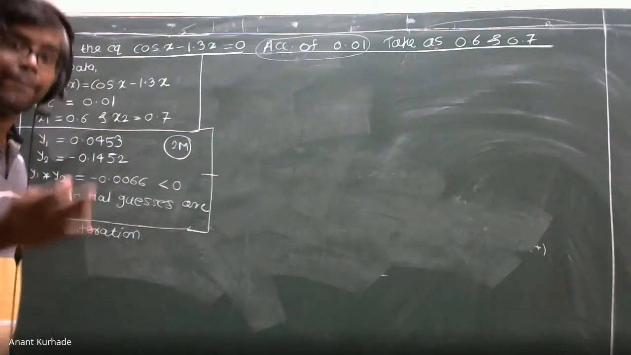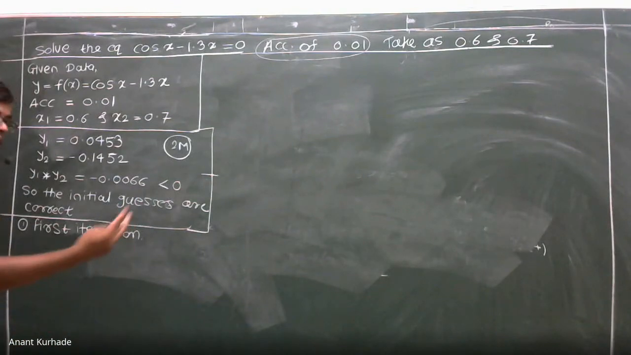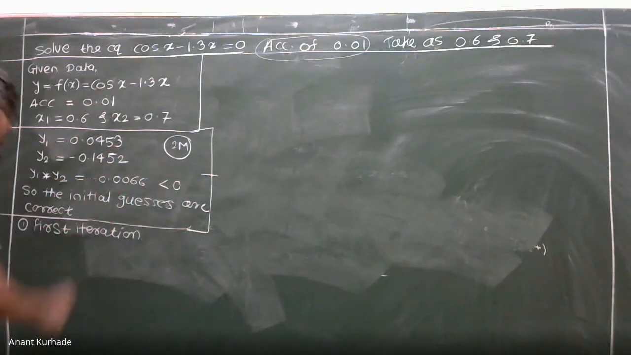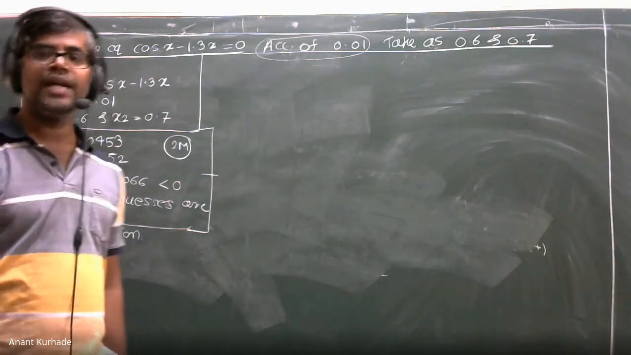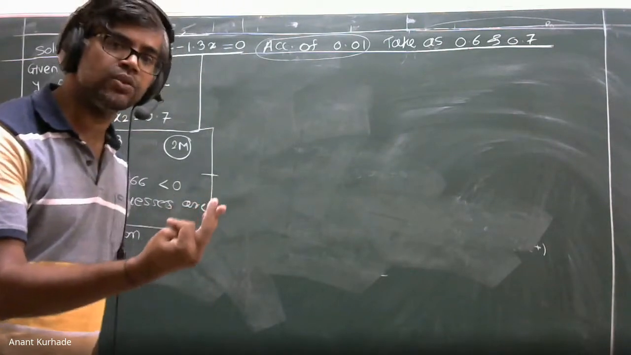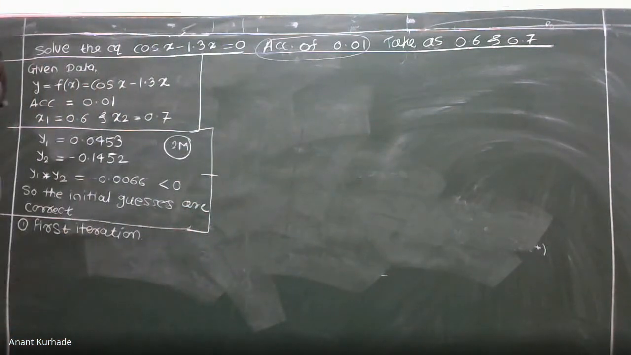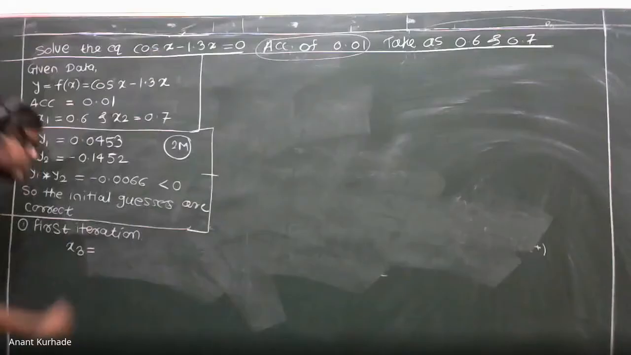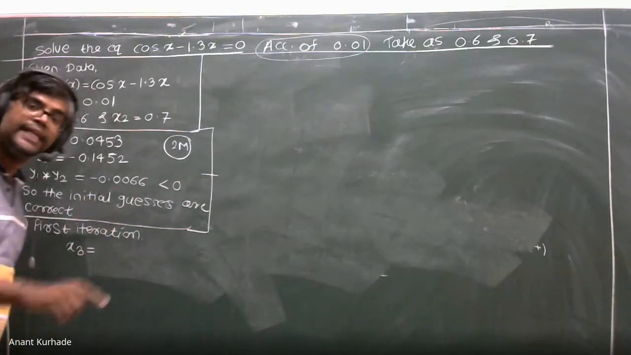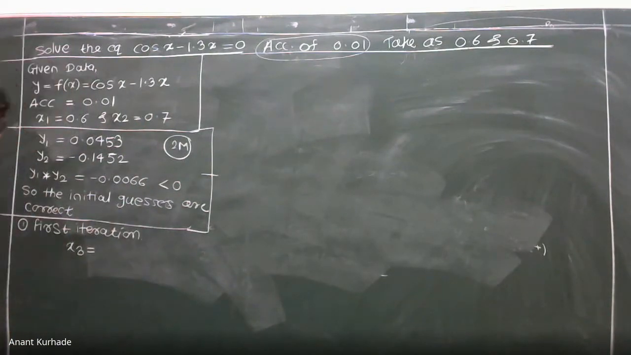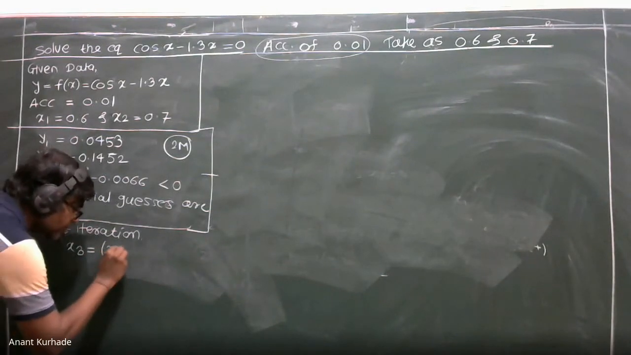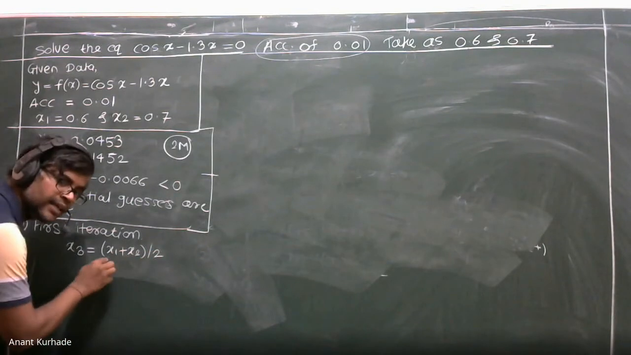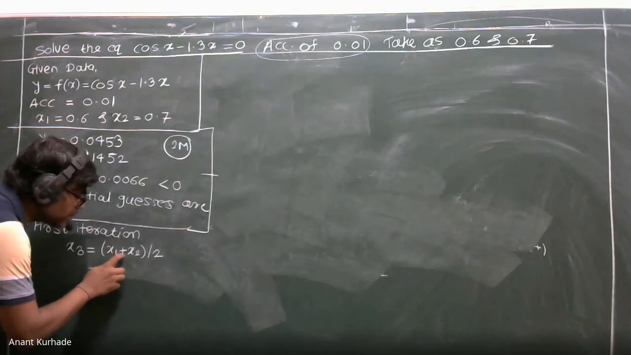It is the bisect or bisection method. Bisect means divide the two values. So what is the iterative formula? We already have x1, x2, so the iterative formula will start with x3 is equal to. Now see, we have to show one iteration in detail. Remaining iterations are in table form. So x3 is equal to (x1 plus x2) divided by 2.